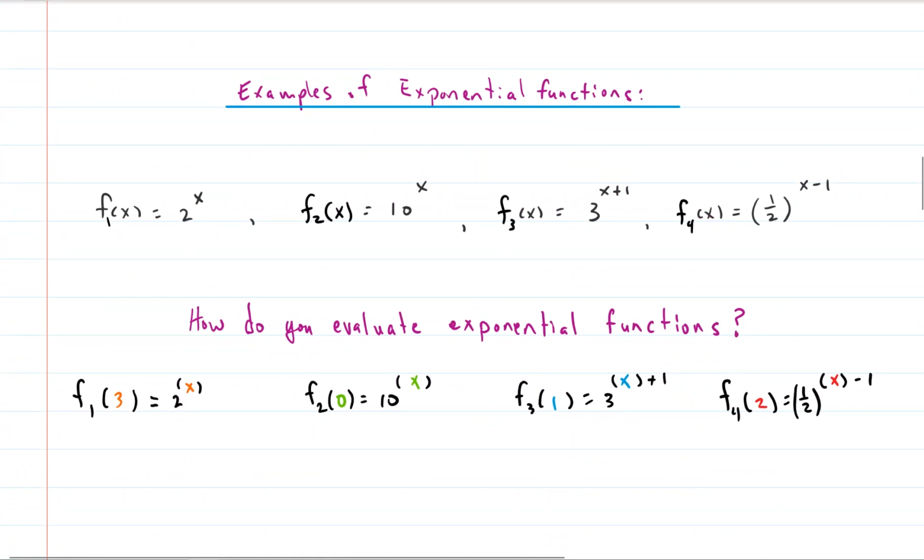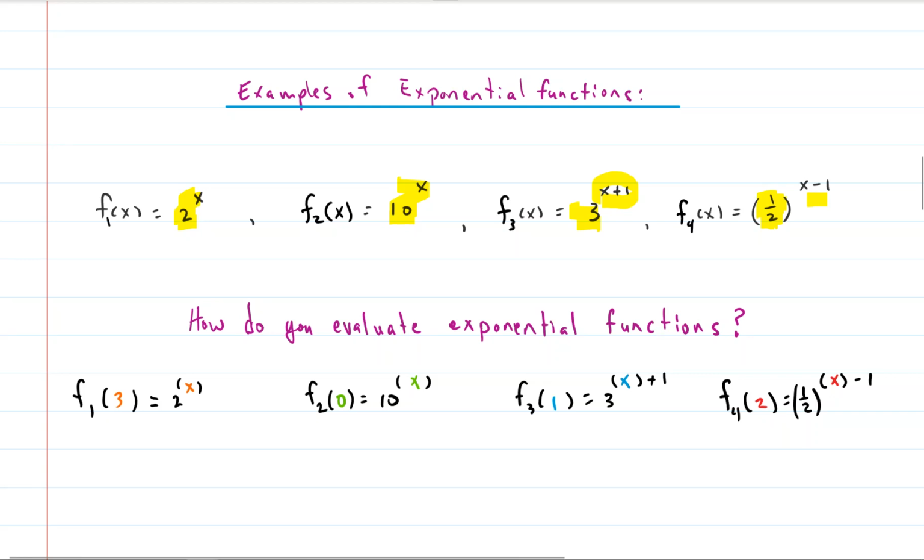Here's an example, a couple examples, 4 actually, of exponential functions. So f1 here is 2 to the x power. It's a classic exponential. You could have 10 to the x. It doesn't have to just be 2. Remember, the base can be anything positive but not equal to 1. So we could have 3 to the, and look at this, x plus 1. We don't have to have just x in the exponent. We could have other things along with it. We could also have fractional bases as long, remember, as the base is positive but not equal to 1. So you could have 1/2 all raised to the x minus 1. Those are all valid exponential functions.